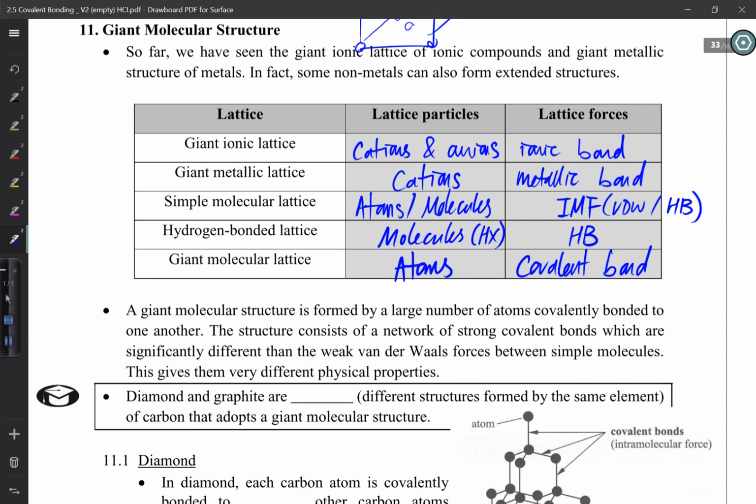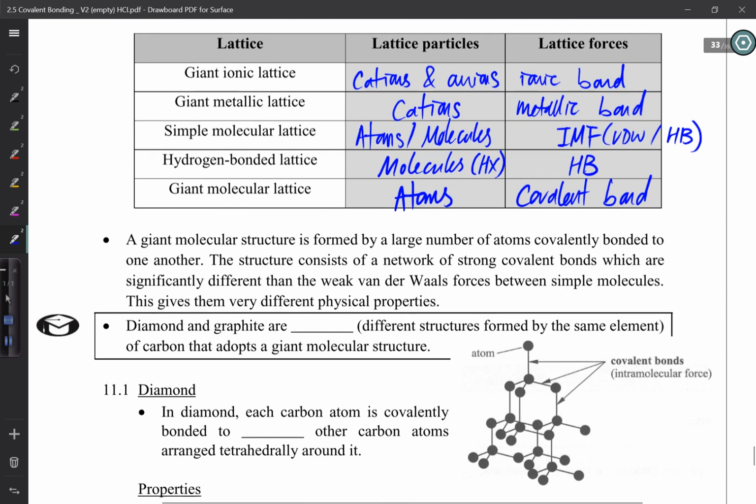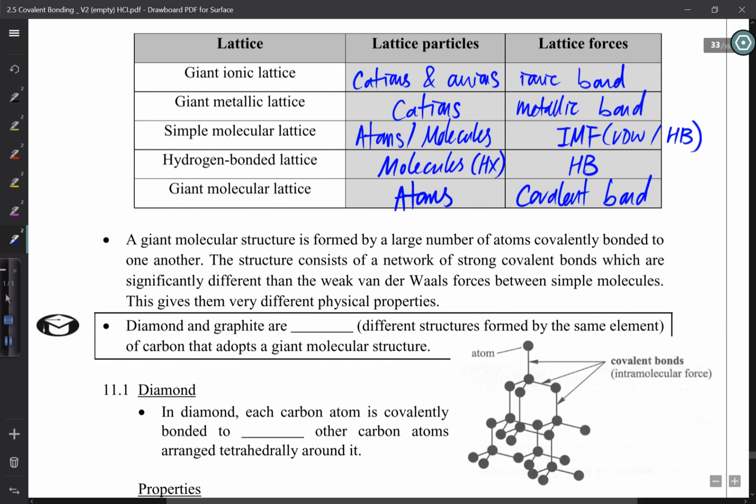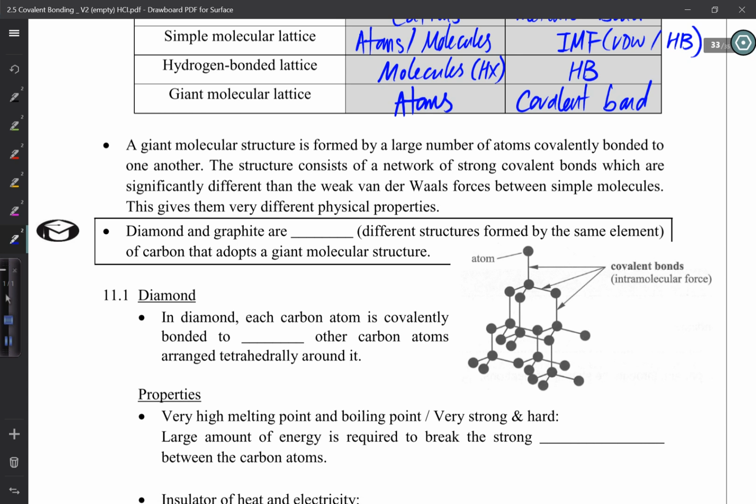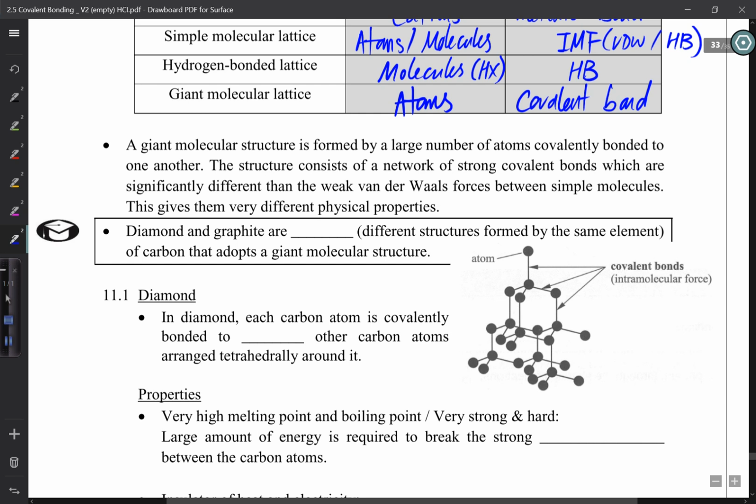So this is a summary of what we have done so far. A giant molecular structure is formed by a large number of atoms covalently bonded to one another. The structure consists of a network of strong covalent bonds, which are significantly different from the weak van der Waals force that we have seen previously. There are some characteristic examples which you will see, namely diamond and graphite. Diamond and graphite are known as allotropes.